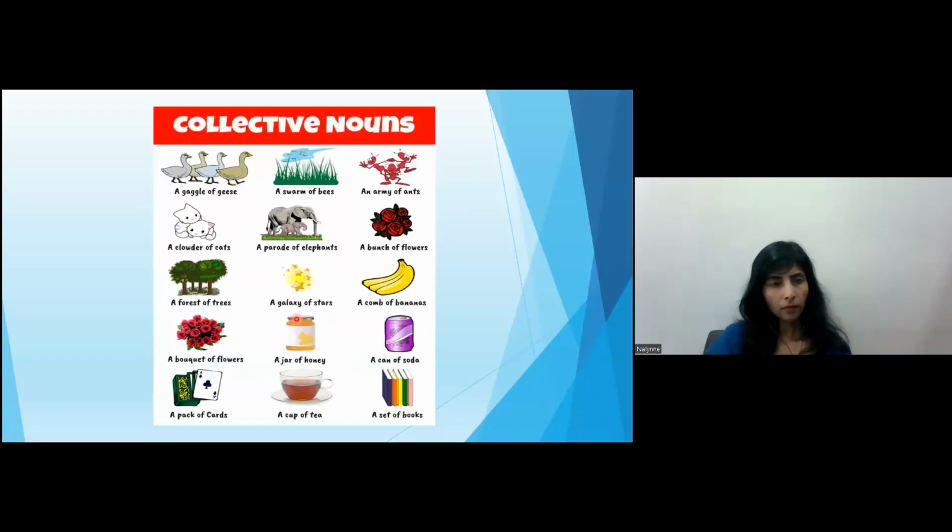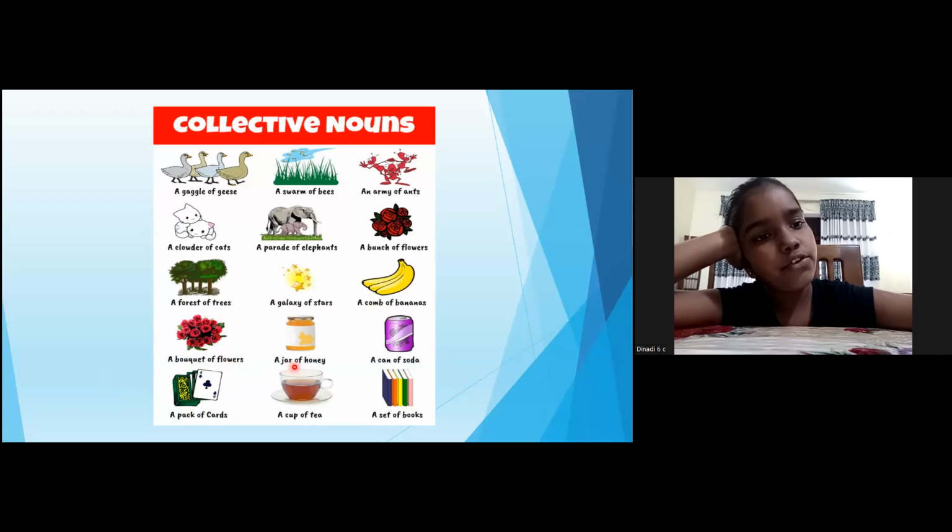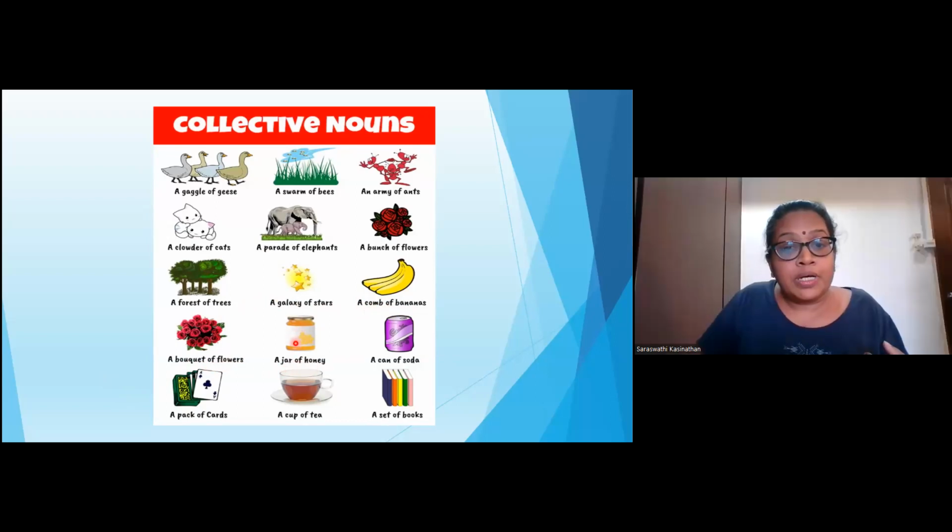So when you learn these words, it's good to use them in your conversation when you're speaking to somebody, right? And then when you practice, you become better at it. A comb of bananas. In this case, again, you can say a comb of bananas or a bunch of bananas. A bouquet of flowers. A jar of honey, right? You remember, honey is an uncountable noun, right? And then when you put it in a jar, it becomes a countable noun. And the collective noun is also a jar of honey.